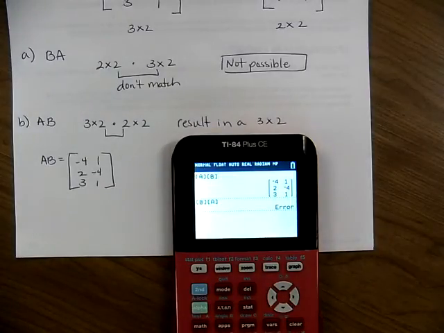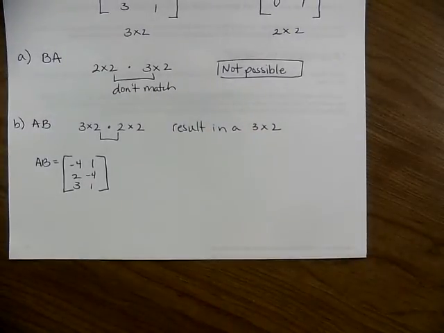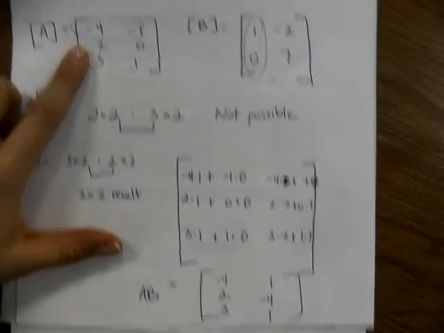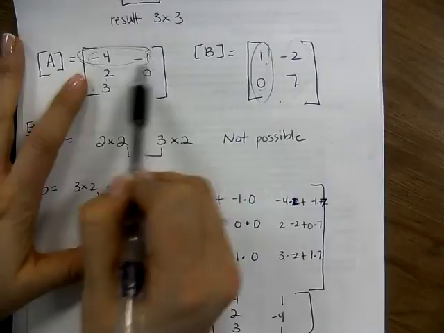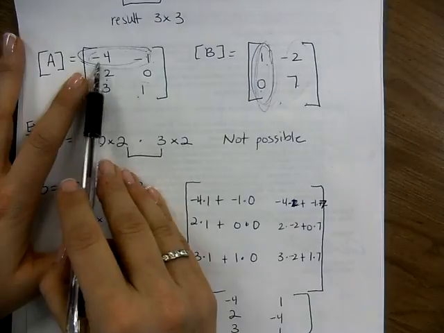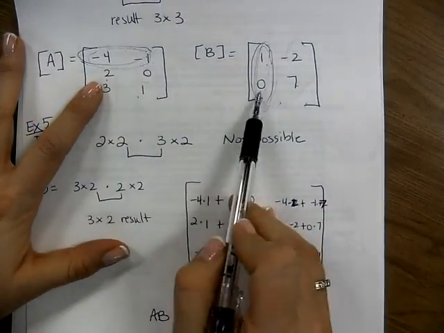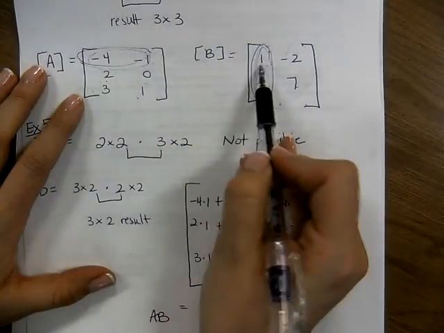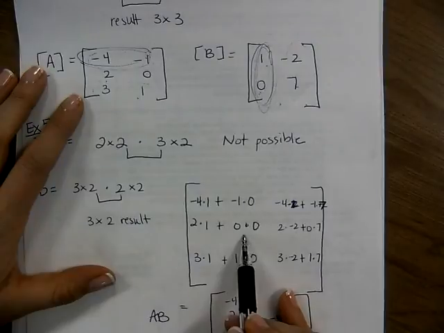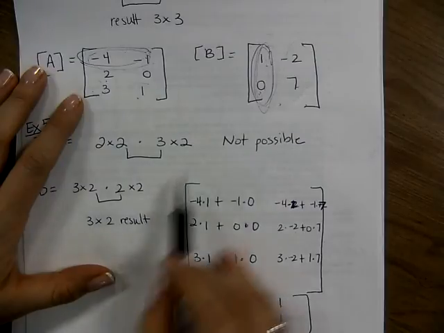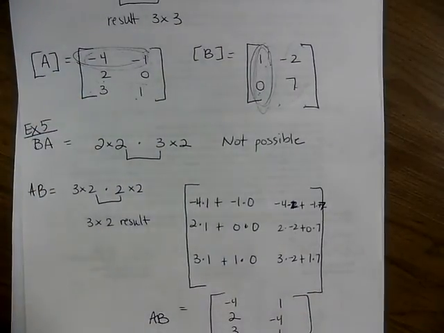Now, I'm going to show you how you multiply by hand. I'm just going to show you this so you have an idea of what the calculator is doing. In order to multiply by hand, you're going to take this row and basically combine it with this column. So you do -4 times 1 and -1 times 0, and then you add those together. Then you go to the next row, 2 times 1 and 0 times 0, and you add them together. And then you do 3 times 1 and 1 times 0 and add them together. So this is a lot of work by hand, especially if the dimensions were bigger, right? So we're going to use the calculator.